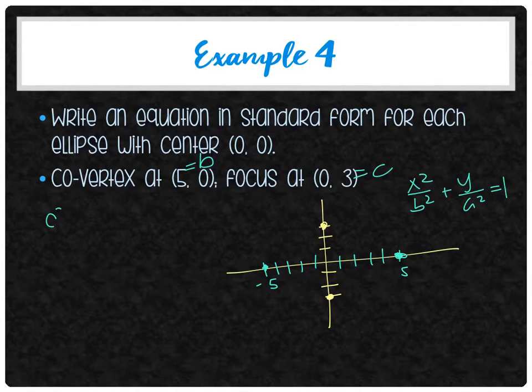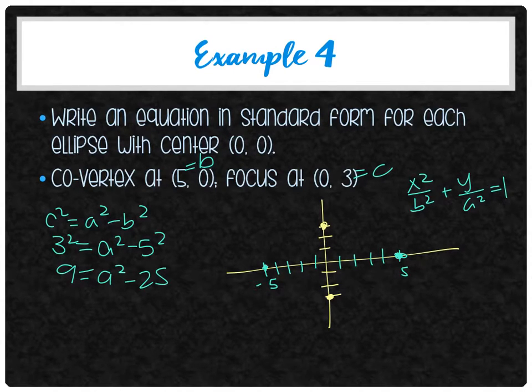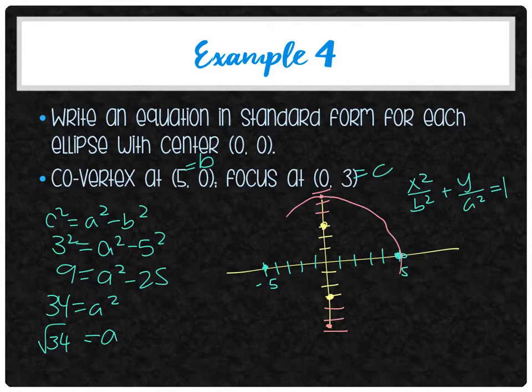And then, again, C squared equals A squared minus B squared. 3 squared equals A squared minus 5 squared. 9 equals A squared minus 25. 34 equals A squared, and A would equal the square root of 34. So if I wanted to graph this, I would approximate 34. Square root of 34 is in between square root 25 and square root 36, right? It's a little bit closer to 36. So I know that this is bigger than 5, but less than 6. So if I went up another 1, 2, 3, I know it would fall before 6. You don't need to figure out what that exact value is.